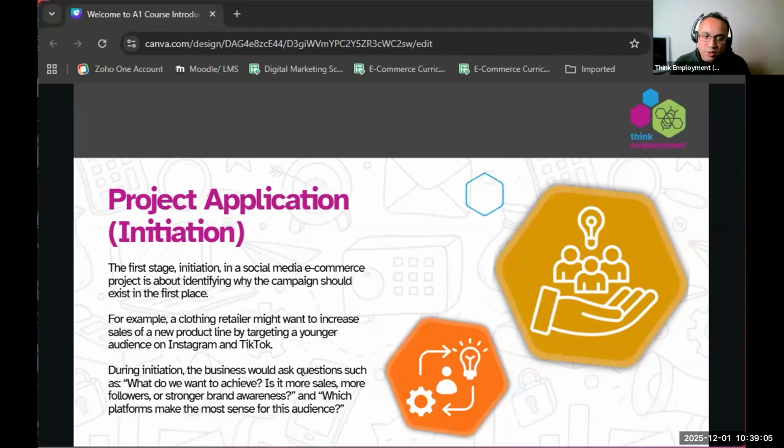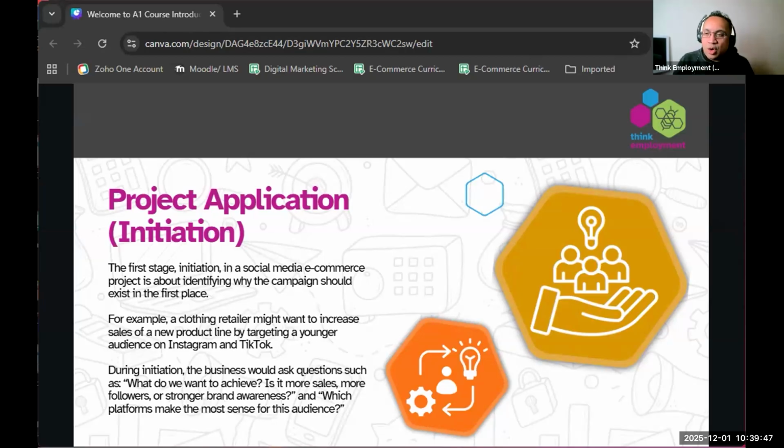Okay, so for example, a clothing retailer might want to increase the sales of a new product. So they want to target a younger audience because younger people would use Instagram and TikTok. That's where they're going to focus. During the initiation, the business would ask questions such as, what do we want to achieve? Is it more sales, more followers, or stronger brand awareness? And which platform makes the most sense for this audience? So they've already decided they're going to target a younger audience for their new product, and they're going to go for Instagram and TikTok.